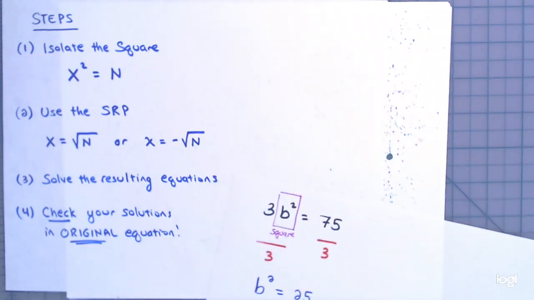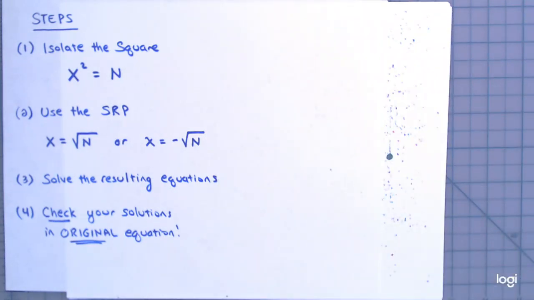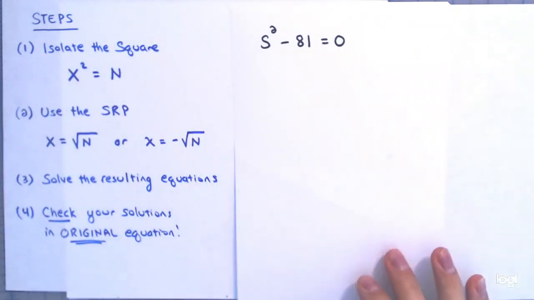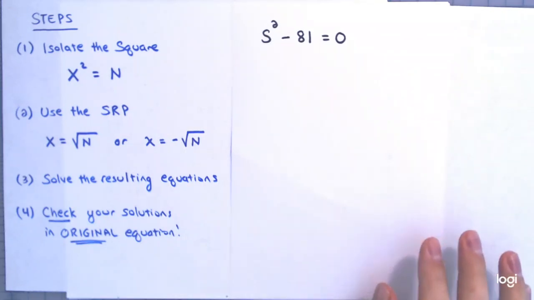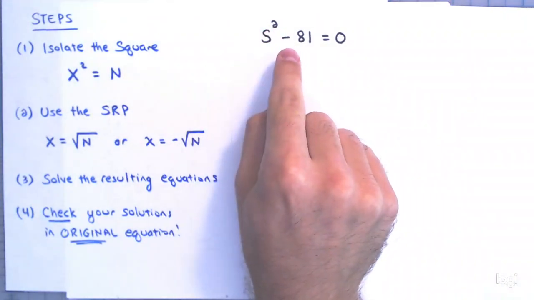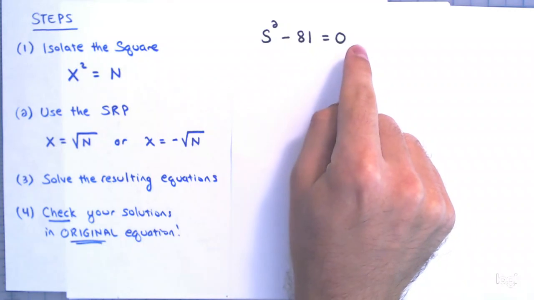Continuing on, I'm doing the same steps every time. So here's another one. Here I have s squared minus 81 equals 0.